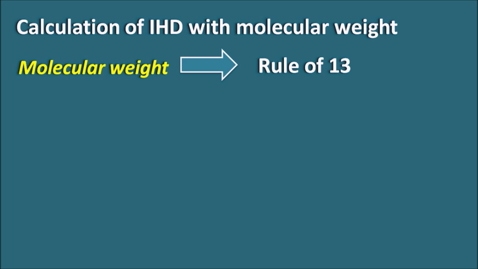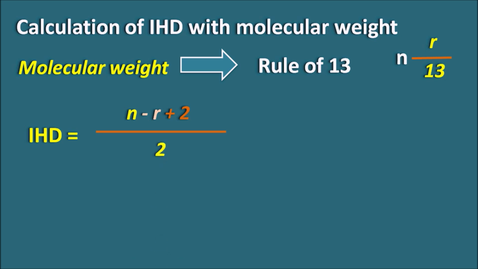The quotient can be represented as the N value and the remainder as the R value. Then we can write the molecular weight as N plus R by 13, where N is the quotient and R is the remainder. Then we can calculate the IHD value as IHD is equal to (N minus R plus 2) by 2. So let us take one example here. Let us take the first example, cyclohexane.